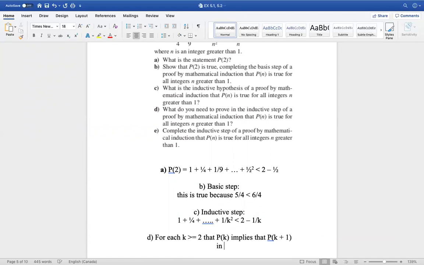In other words, we want to show that assuming the inductive hypothesis in step C that we did here, the inductive hypothesis. This is here in step C.